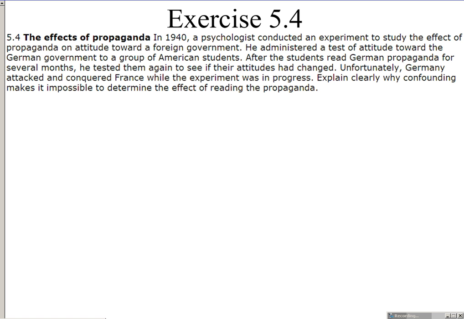In 1940, a psychologist conducted an experiment to study the effect of propaganda on attitude toward a foreign government. He administered a test of attitude toward the German government to a group of American students. After the students read German propaganda for several months, he tested them again to see if their attitudes had changed. Unfortunately, Germany attacked and conquered France while the experiment was in progress. Explain clearly why confounding makes it impossible to determine the effect of reading the propaganda.